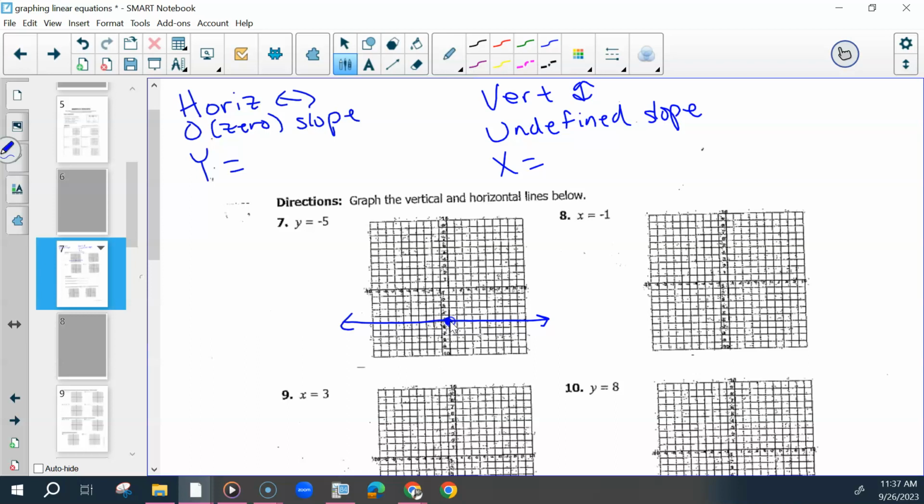Same thing for vertical. So for number 8, we have an x equals -1, so x equals has to be a vertical line. So on your x-axis, find when x is -1, put a point, and draw a vertical up and down line.